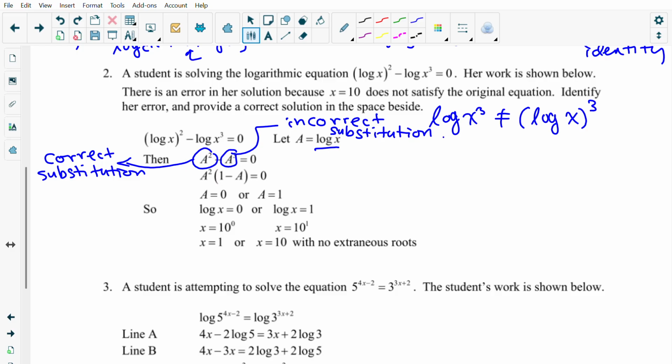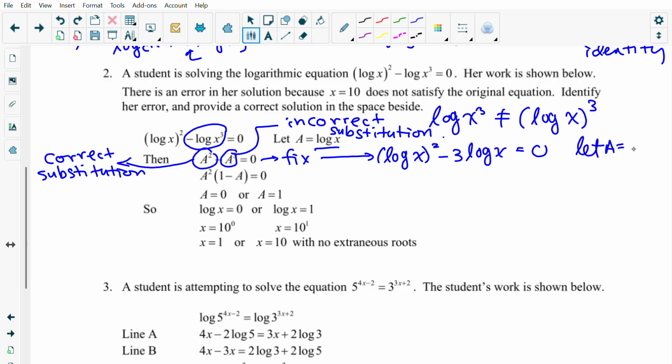So it says there's an error in the substitution. Identify your error and provide a correct solution. Okay, so let's fix this. So a squared we know is proper, right? If I rewrite it like this, log of x squared minus, let me be a bit neater here, log of x squared minus, this part, let me apply the power law. So that's 3 log of x equals 0.